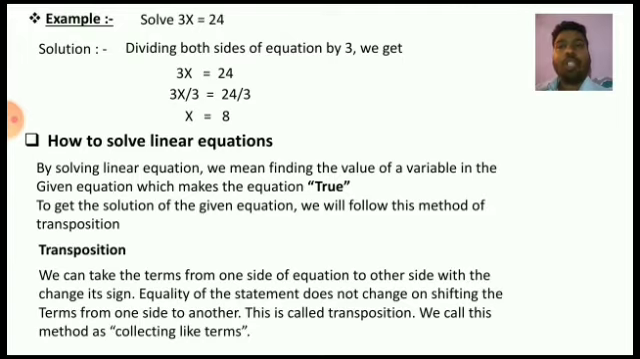So in transposition, we can take the terms from one side of the equation to the other side with a change in sign. But the equality of the statement does not change on shifting the terms from one side to the other. So this is called transposition.